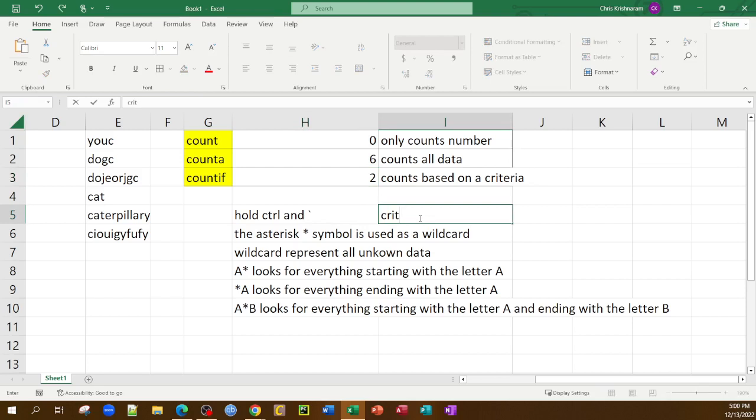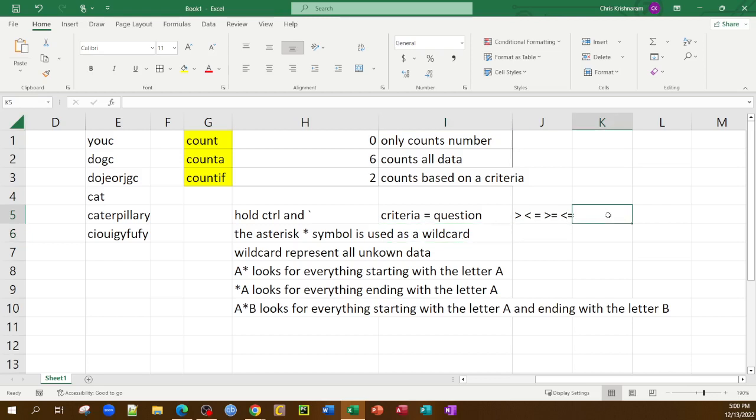So criteria equal question, and some of your questions could be more than, less than, equal to, more than equal to, less than equal to. Those are some examples of your questions that you can ask. Or you can look for a word. In quotation mark, you're looking for a particular word. Are you guys following? Yes, sir.